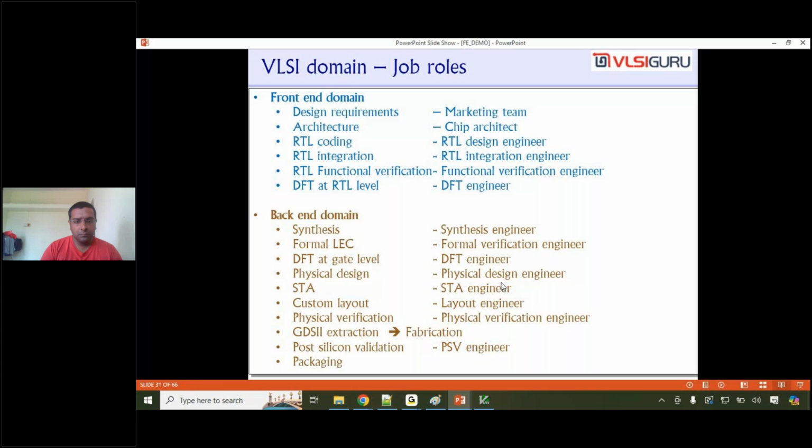As I said earlier, the person who works on, let's say, DFT, will only be responsible for DFT. One second. Others are also facing issues with my audio.